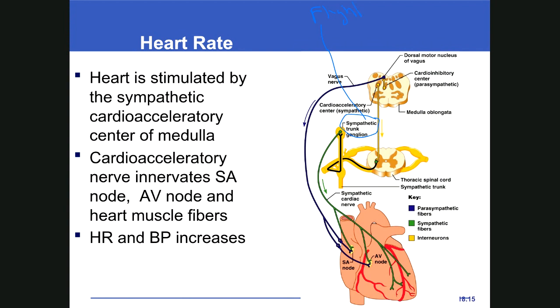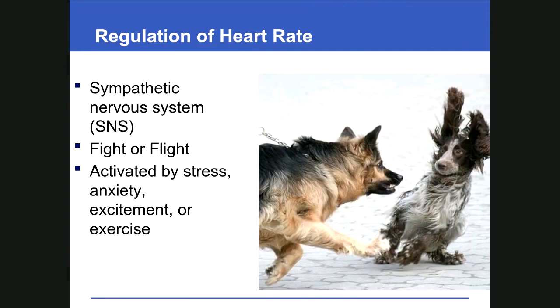So fight or flight. In other words, you're trying to get away from something or you're trying to defend yourself from something. You look like these guys. Look, both of these, their heart's going to start pumping like crazy because one of them is attacking and the other one's getting ready to run away. So during periods of stress or anxiety or excitement or exercise, we're going to activate the sympathetic nervous system.